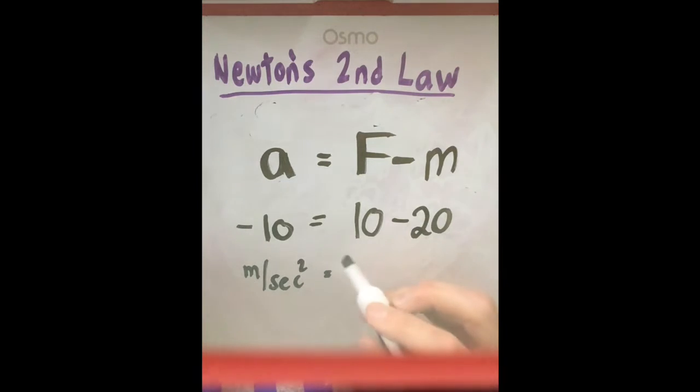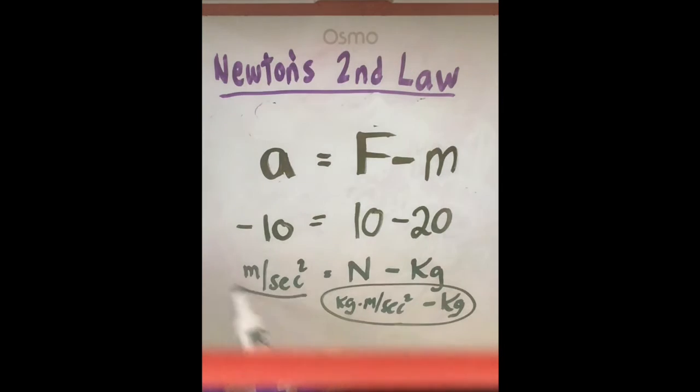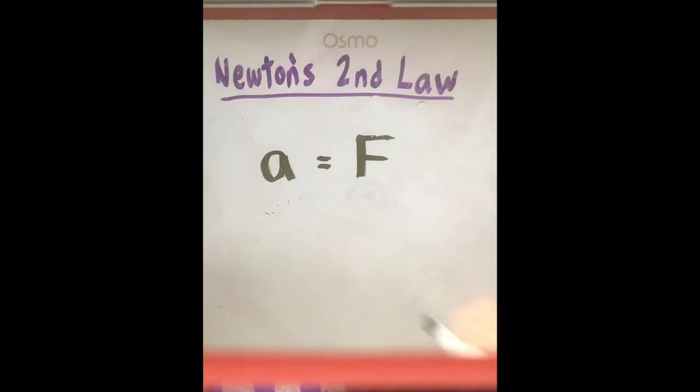The second reason this won't work is because the unit for acceleration is meters per second squared, and the unit in this formula, force, is in newtons, and kilograms is mass. Now newtons is equal to a kilogram times meters per second squared, minus kilograms. This right here is definitely not the same as this right here. The units don't match, so this can't work.